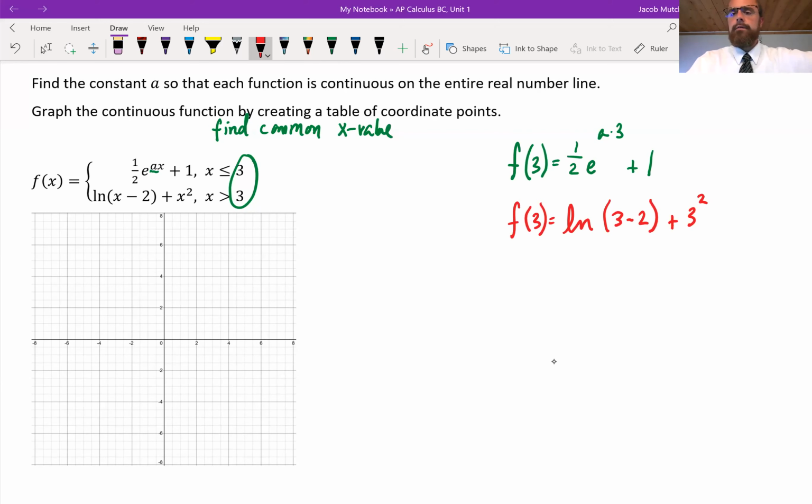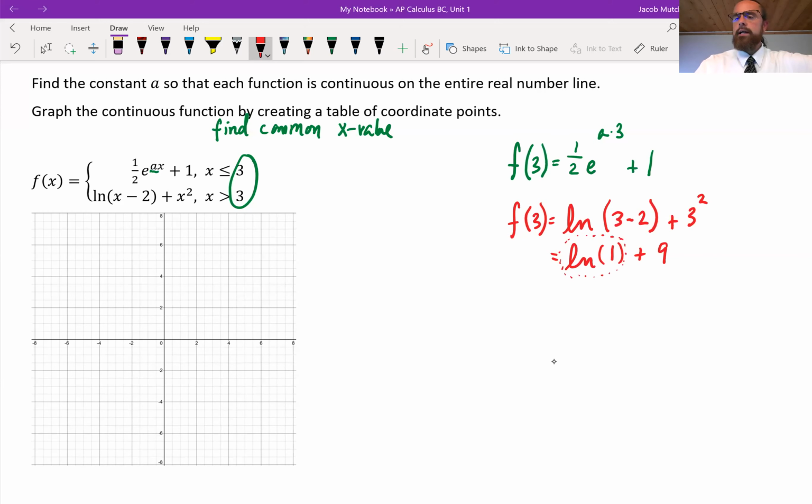So this one in red, we can simplify a little more. This becomes the natural log of 1 plus, outside the argument, 3 squared is 9. And at that point, we can simplify even further. And what I want to do is investigate this natural log of 1. What's the value of natural log of 1?